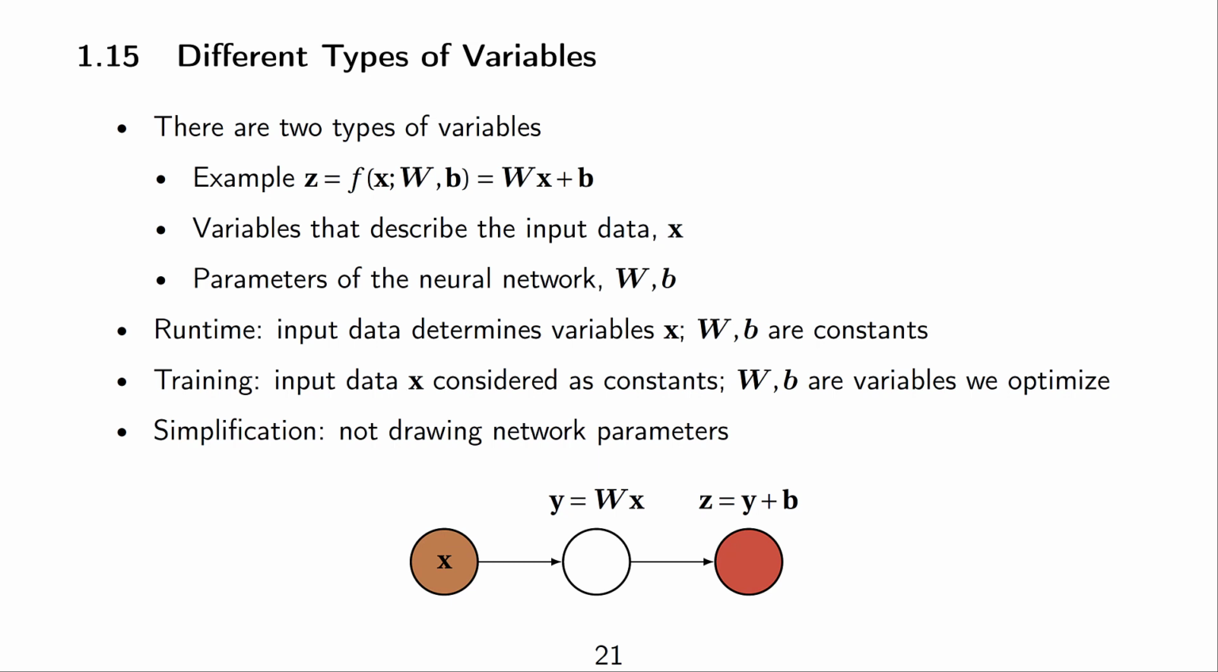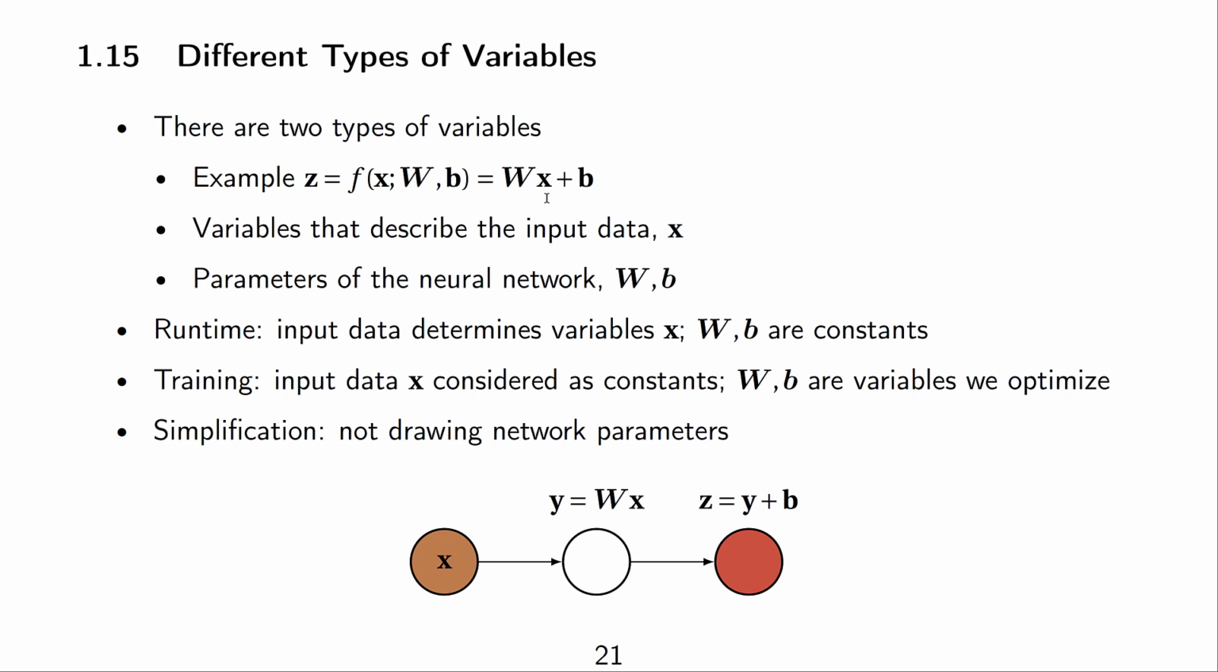So again, there will be different types of variables. We look at this example, which is very similar to before. We want to compute a function z equals f of input vector x with parameters W and b. So what we do now is, instead of using a matrix A, we call the matrix W, because while in linear algebra the standard matrix name is A, if we talk about a neural network and weights of a neural network, the standard matrix name is W. So this function computes Wx plus b. And again, W is a matrix, x is a vector, and b is a vector.